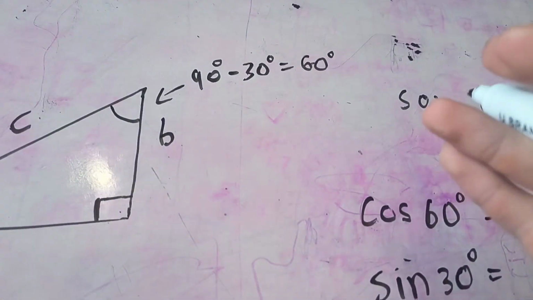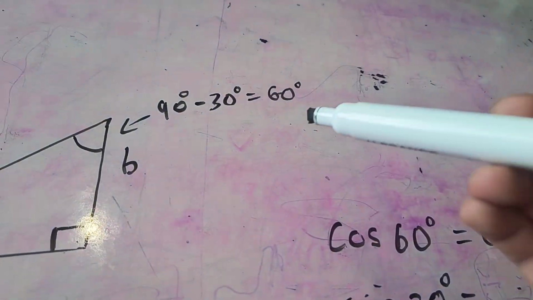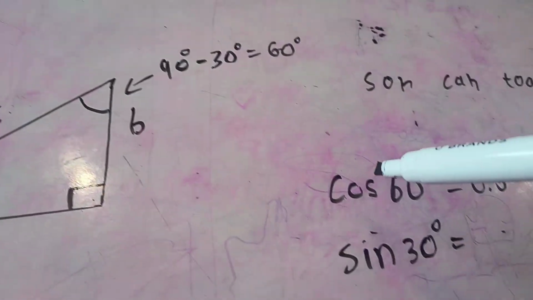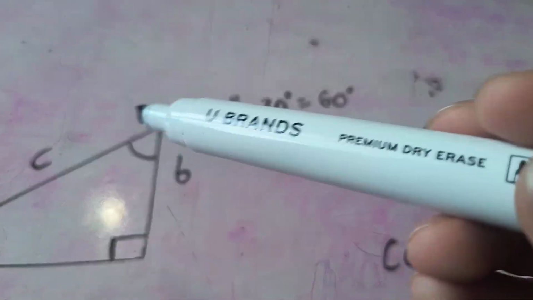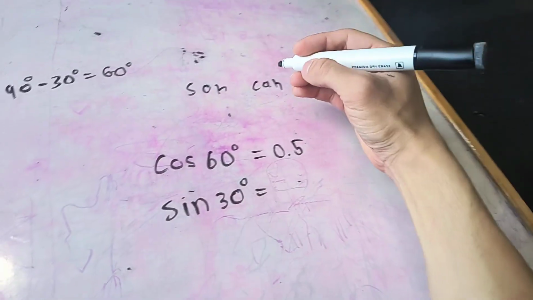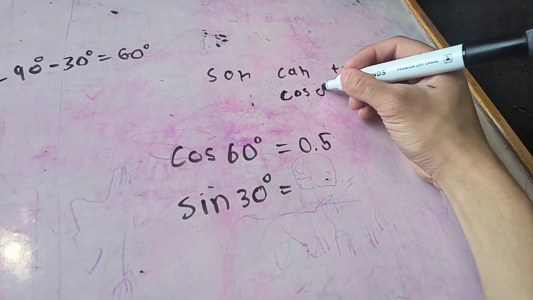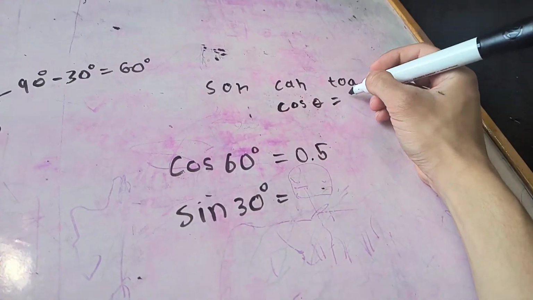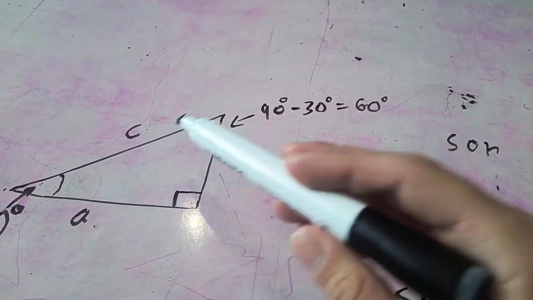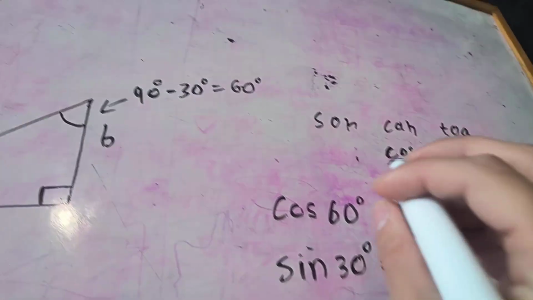Okay. Now, we know the cosine of 60 degrees is 0.5, and this angle is 60 degrees. So the cosine of this angle right here is 0.5. Now, cosine of an angle is equal to adjacent over hypotenuse. The side adjacent to this angle is B, so it would be equal to B over C.